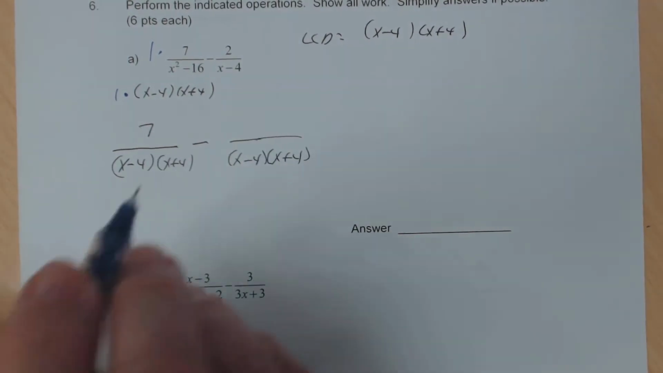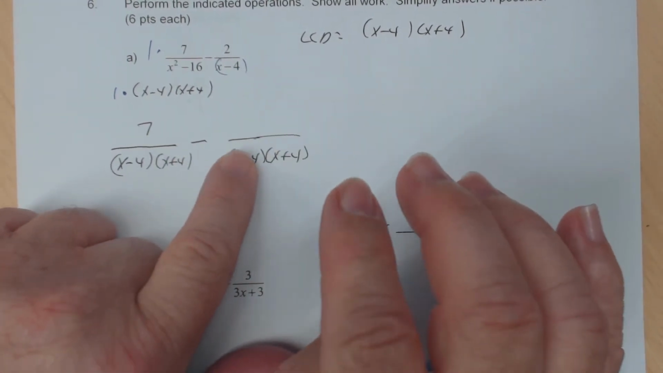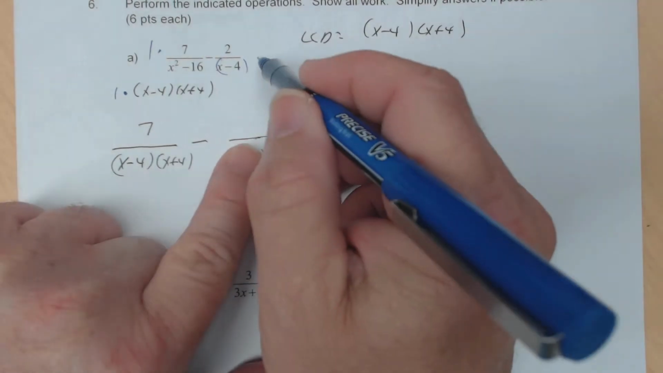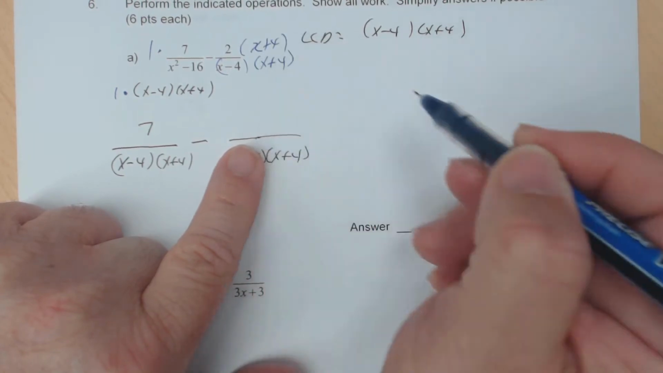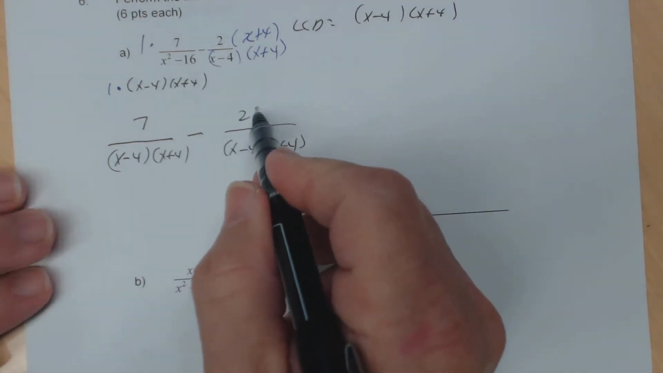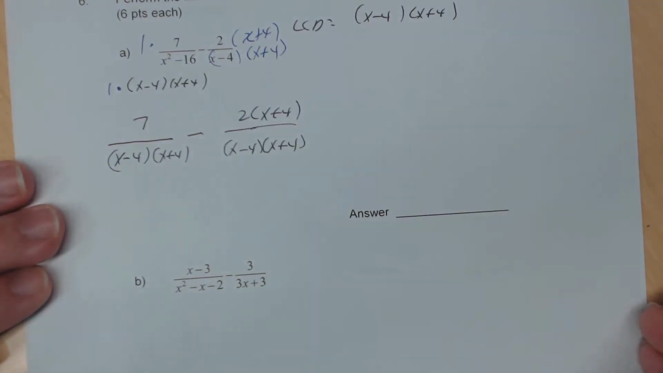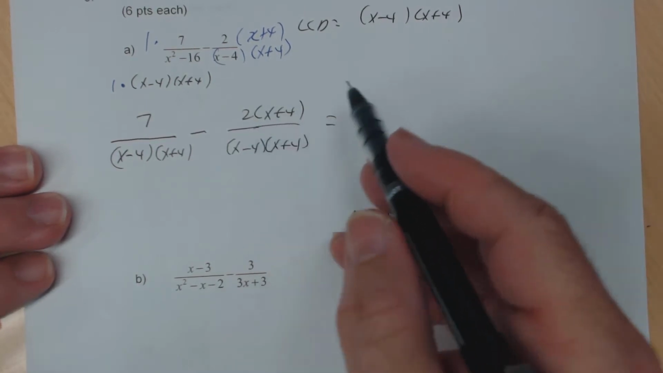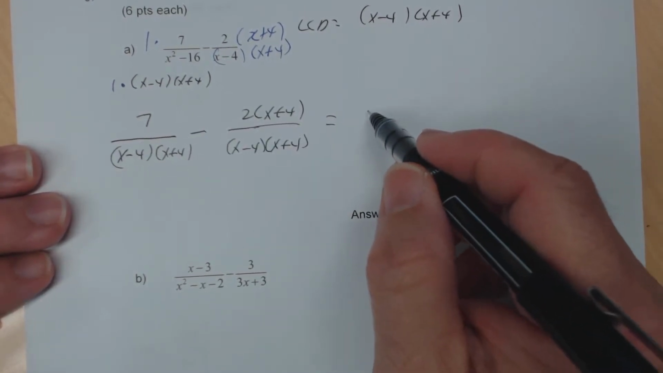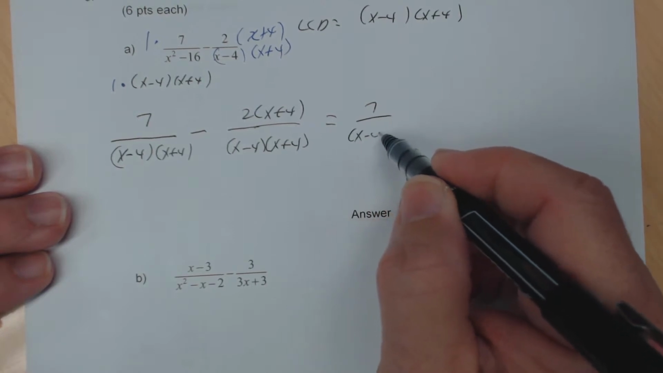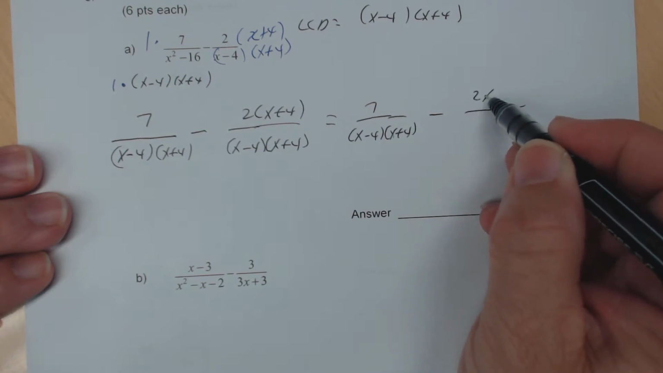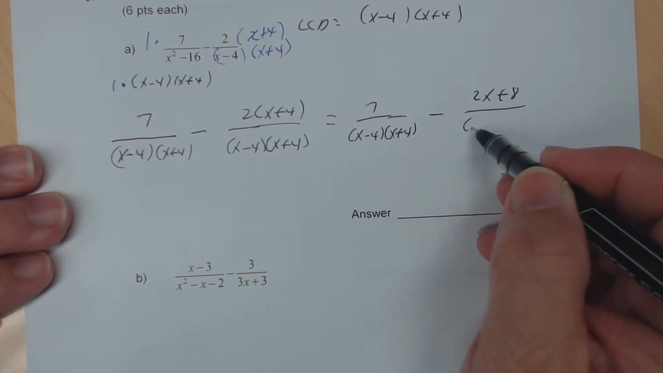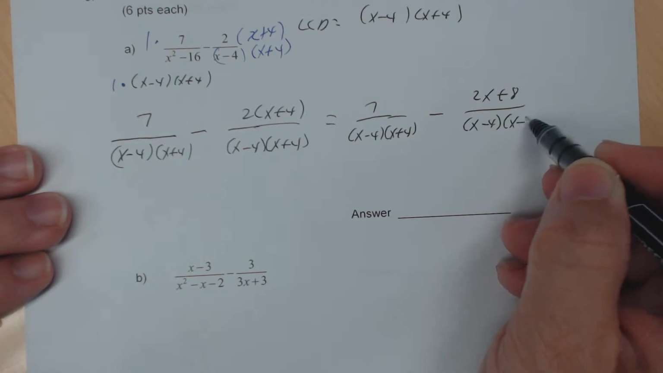Over here, though, I have an x minus 4, so I already have this part. I'm missing the x plus 4. So you've got to say times x plus 4 times x plus 4. So what I do to the denominator, I've got to do to the numerator. So basically what you have right here is 2 times x plus 4. All right, now distributing here, I'm going to get 7 over x minus 4, x plus 4, minus, and then that becomes 2x plus 8 divided by x minus 4, x plus 4.